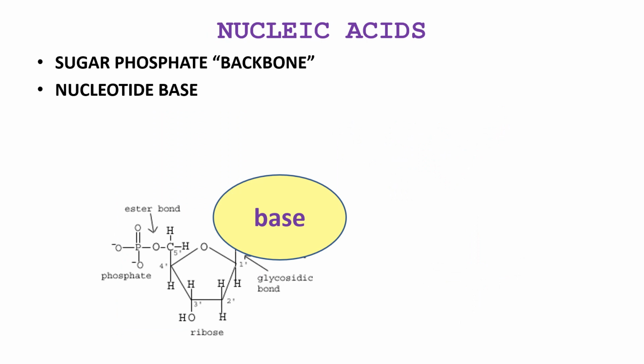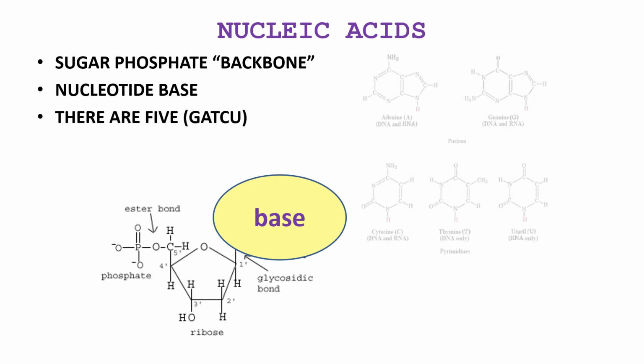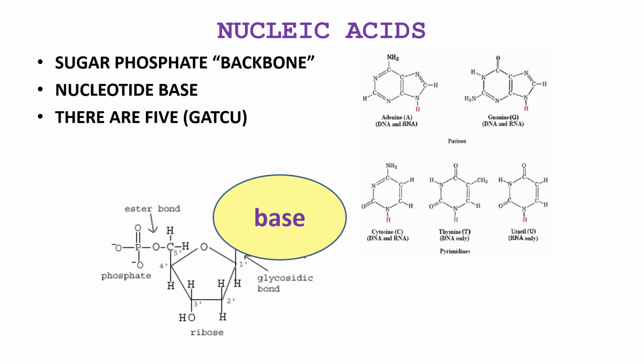So nucleic acids are composed of nucleotides. Each nucleotide consists of phosphates. It consists of a sugar. In the case of DNA, it's deoxyribose. In the case of RNA, it's just ribose. And basically, it's all composed of a base. Now, the bases come in 5 different flavors. If we're talking about DNA, it's going to be adenine, guanine, cytosine, and thymine. Now, if we are talking about RNA, you take away thymine and replace it with uracil.